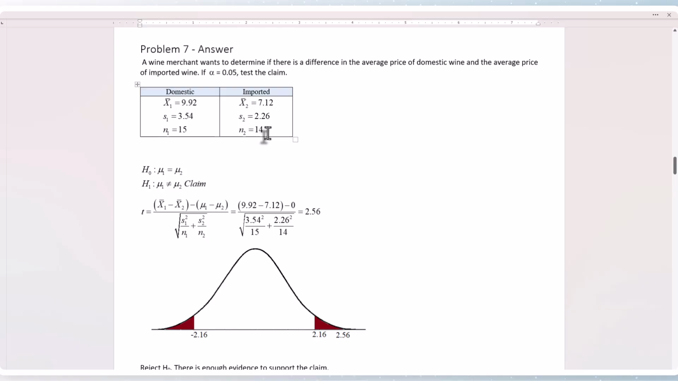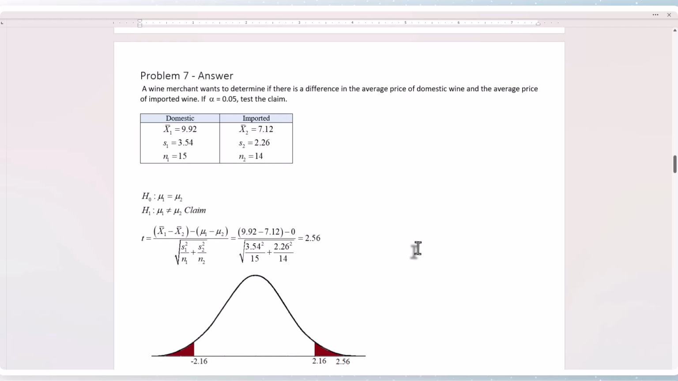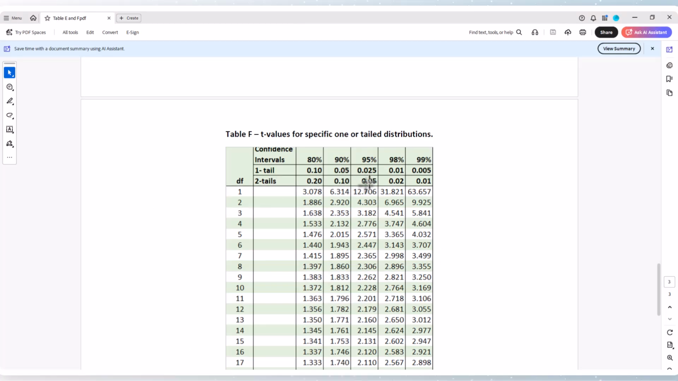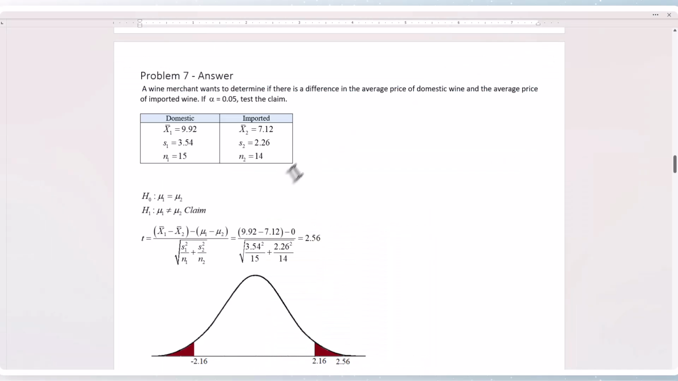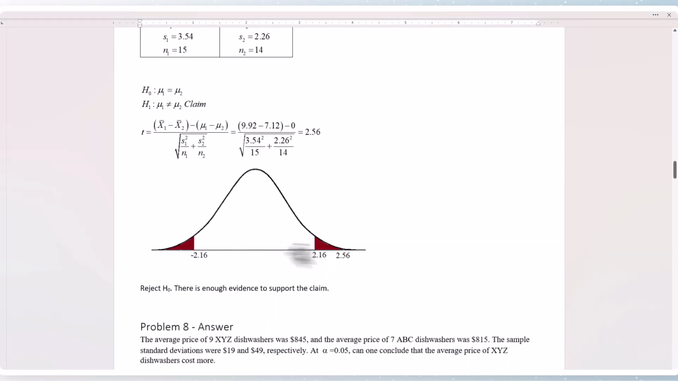Now, to find the critical values, we calculate N1 minus 1, that's going to be 14. N2 minus 1, that's going to be 13. Pick the smaller of the two, so 13 is our degrees of freedom. We will look that up in our table. Two tails, 0.05, we go down to 13, 2.16. So we have a positive 2.16, negative 2.16. This is a two-tail test. 2.56 falls in the critical region. We reject H naught, and there is enough evidence to support the claim.